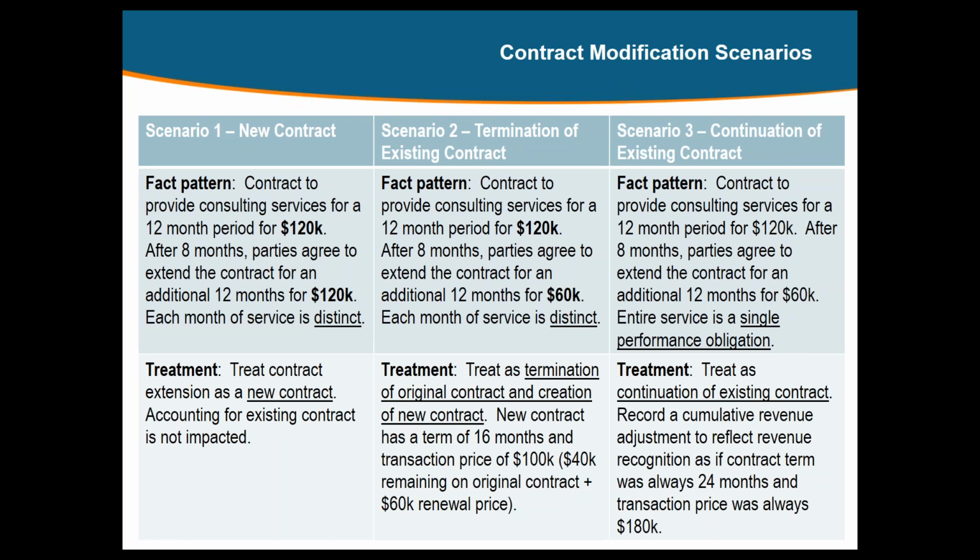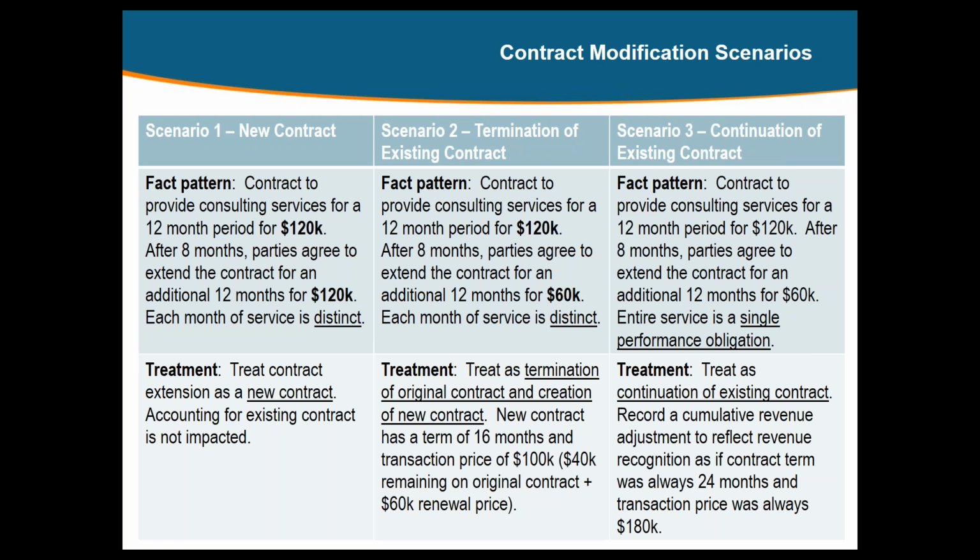The second is the added goods or services have to be at standalone selling price. And in this example, that would be the case because you see that the 12 months of service in the initial contract is $120,000. The 12 months of service in this renewal contract is also $120,000. So because of that, these distinct services were added at standalone selling price.